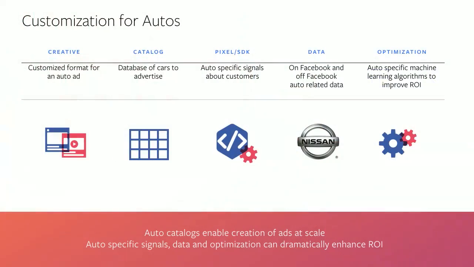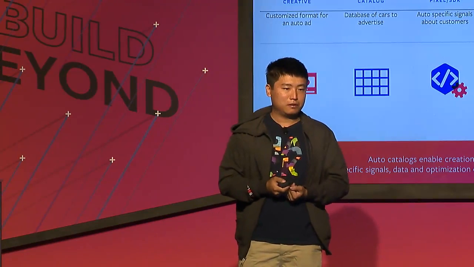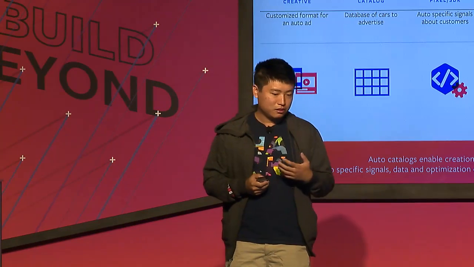So let's dive into the solution we built for auto offers by looking at the 5 dimensions that we outlined earlier. For the creative, we added support for additional features like the offer disclaimer, so clients are able to communicate key details to the audiences and meet legal requirements. Believe it or not, that's like a requirement for this vertical. For the catalog, we modified the product schema to support offer-related fields such as offer type, term length, and amount. For the Pixel and SDK, we've updated specifications to accept additional auto-specific signals about customers. We're also leveraging a lot of on-Facebook and off-Facebook auto-related data to enhance the campaigns.